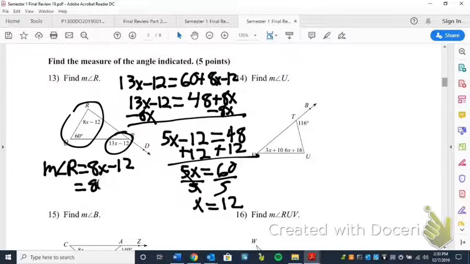And I get 8 times... wrong button. 8 times 12 minus 12, or 96 minus 12, or the measure of r equals 84.